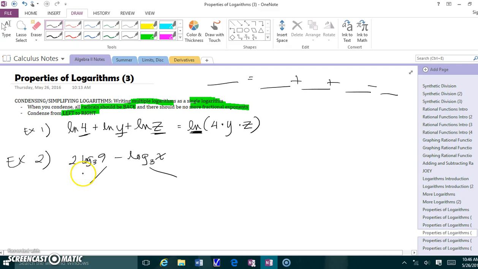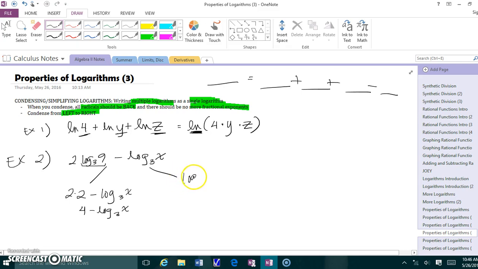Now there are 2 different ways to approach this. One way is to say, oh, log base 3 of 9, I know that. That's just 2 minus log base 3 of x. So now I have 4 minus log base 3 of x. And there's nothing to condense. You can't condense a number in a logarithm.